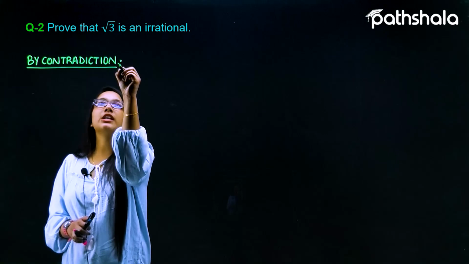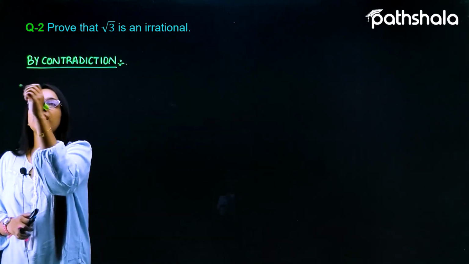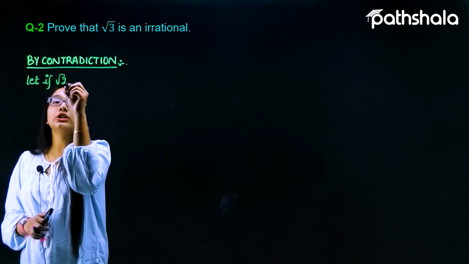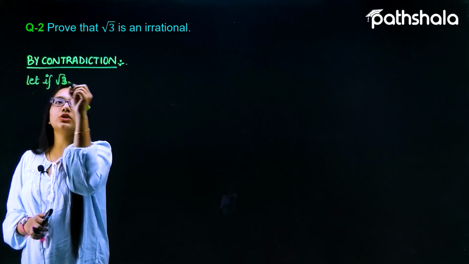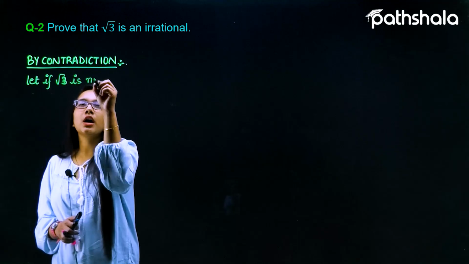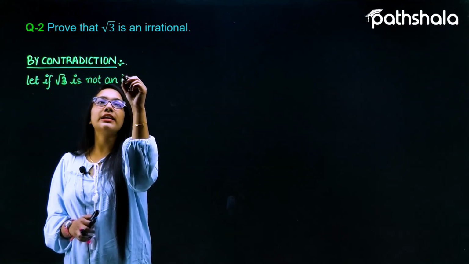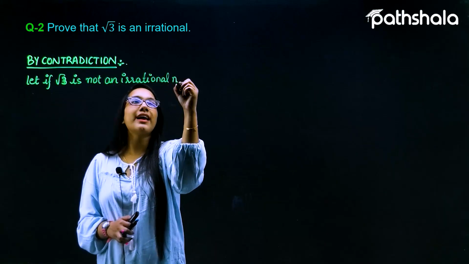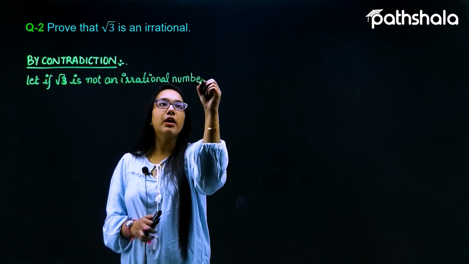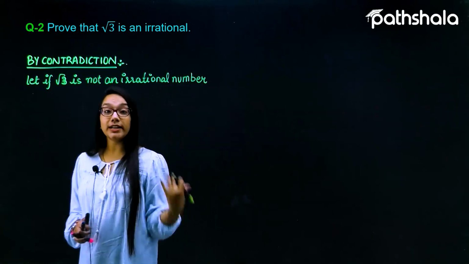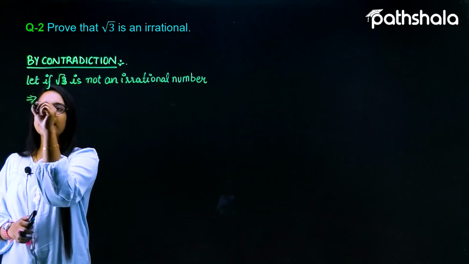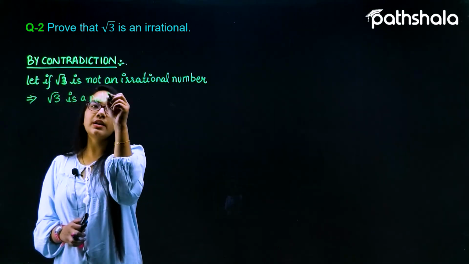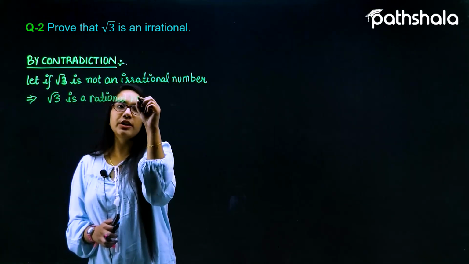Suppose, by contradiction, that square root 3 is not an irrational number. If square root 3 is not an irrational number, then it implies that square root 3 is a rational number. It is nothing but a rational number.